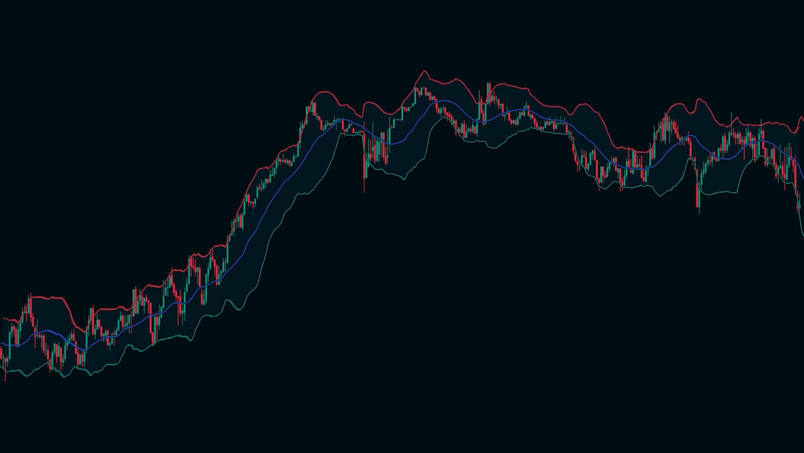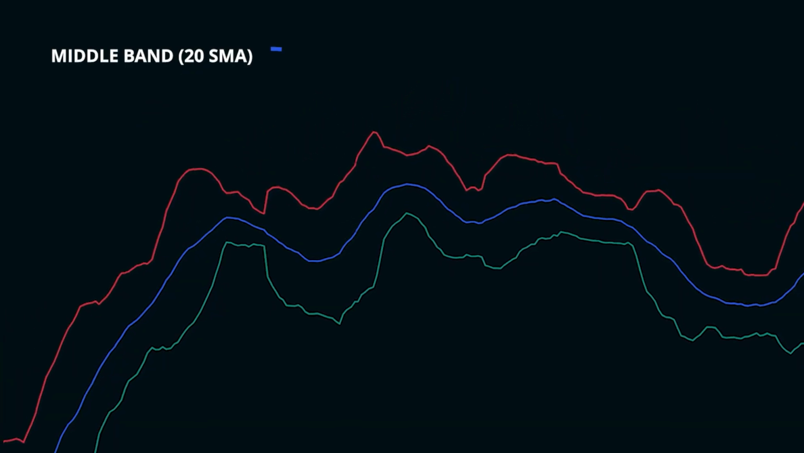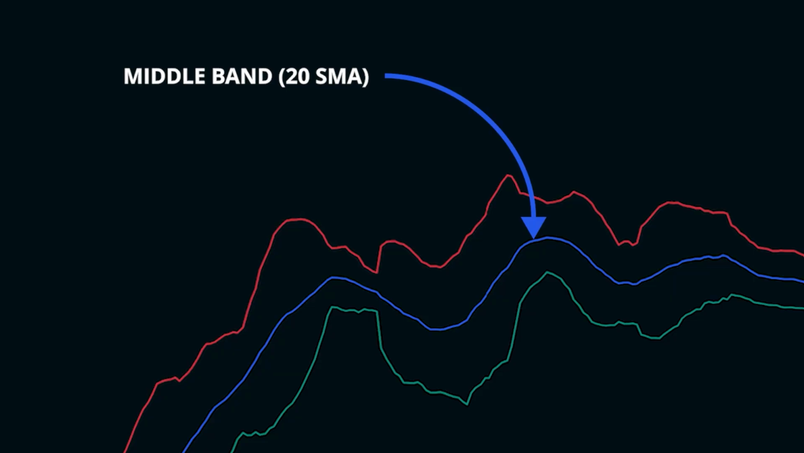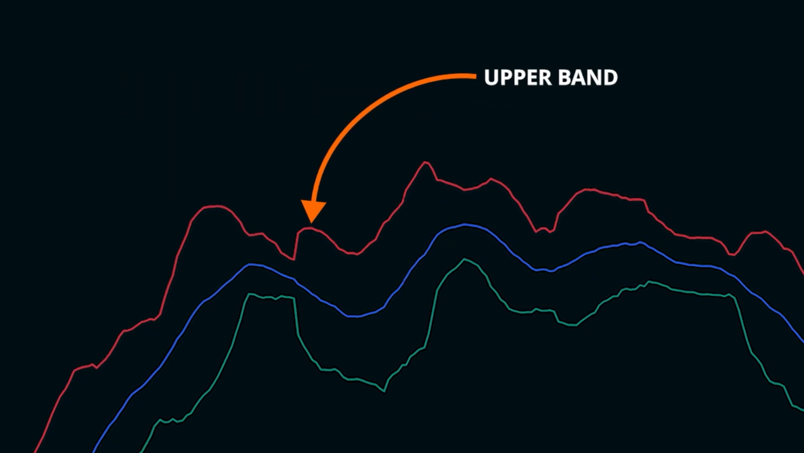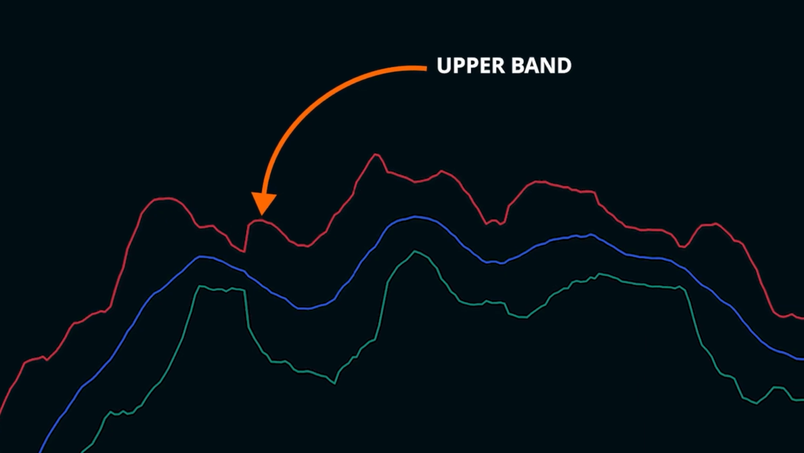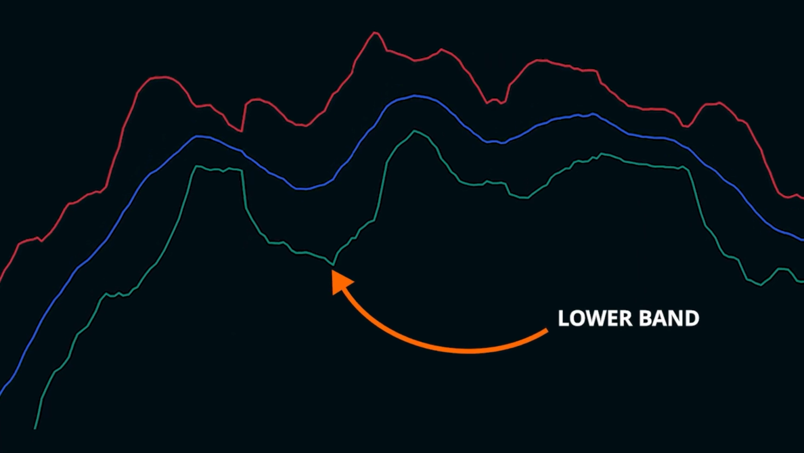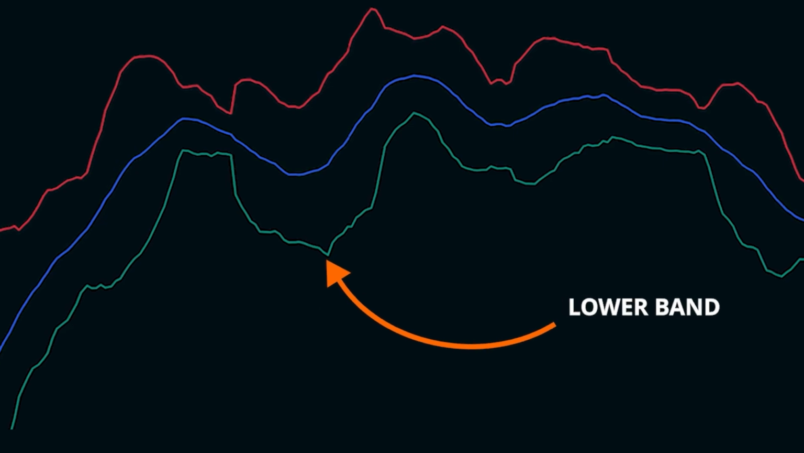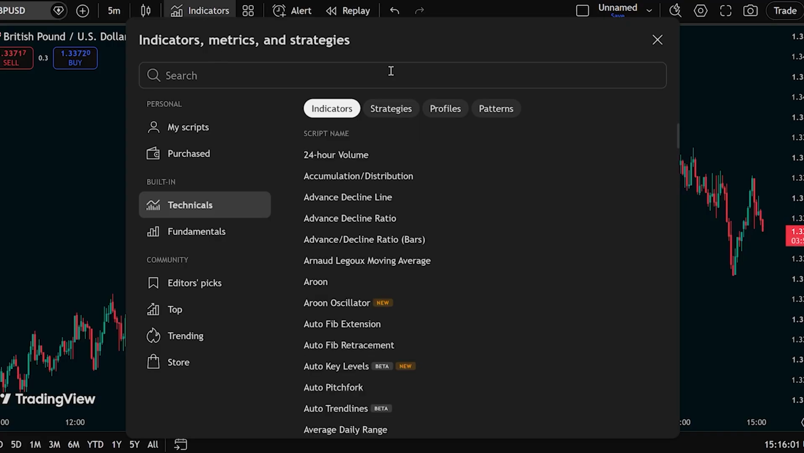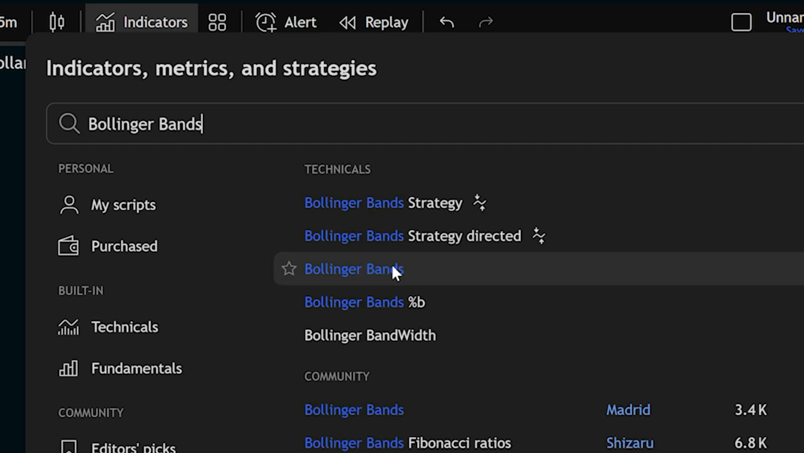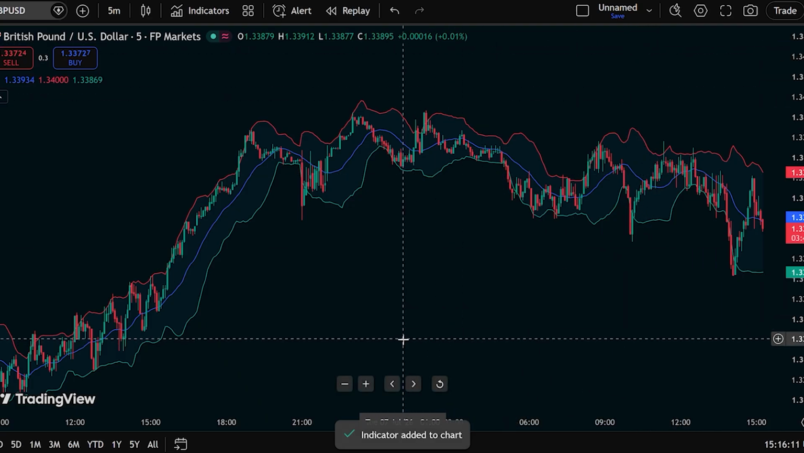Bollinger Bands were developed by John Bollinger in the 1980s. The indicator has three components. The middle band is a 20-period simple moving average. It shows the average price over the last 20 candles. The upper band is calculated by adding 2 standard deviations to the middle band. The lower band is calculated by subtracting 2 standard deviations from the middle band. To add this indicator in TradingView, click on Indicators and type in Bollinger Bands. Select the first result. The indicator will now be plotted on your chart.